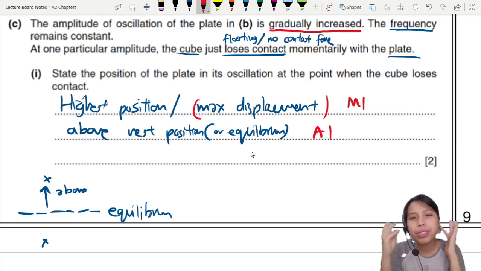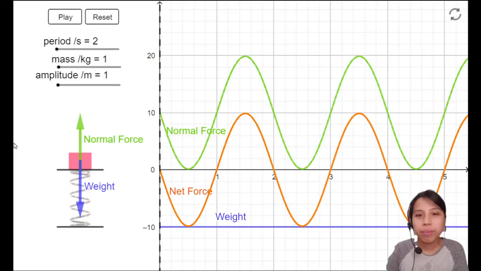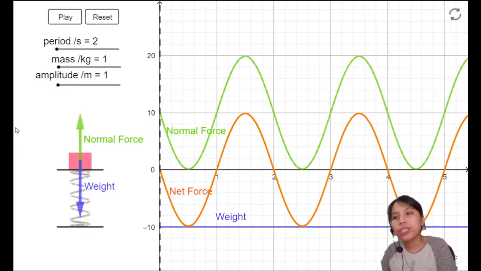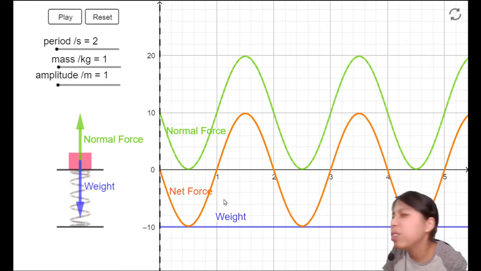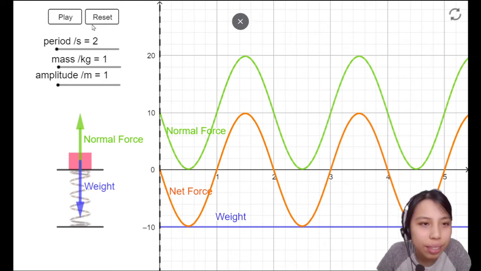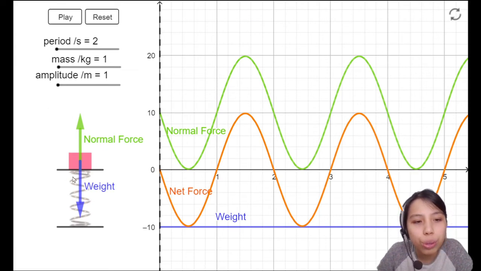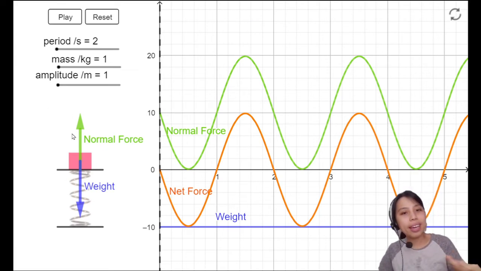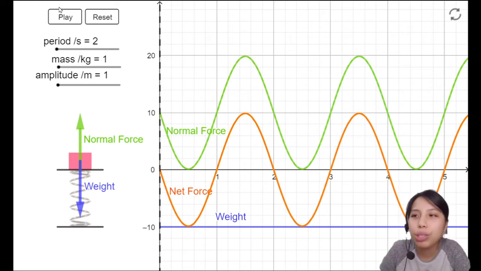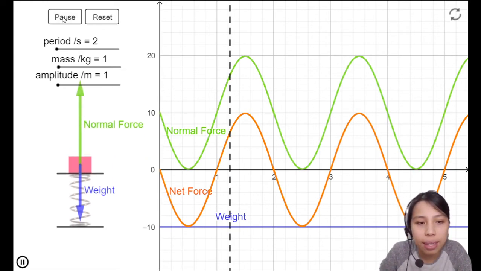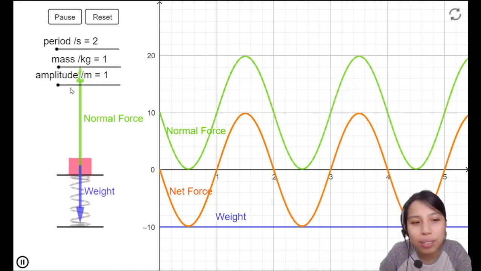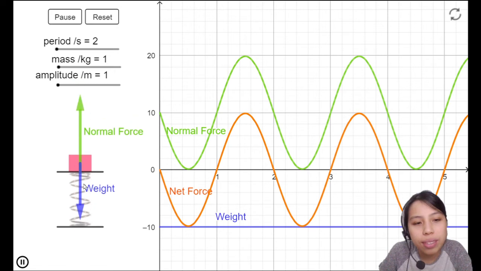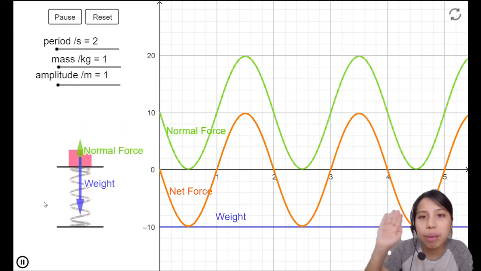Actually, what is happening? What's the math behind this? Here's a nice visualization of what is happening. If you feel like the graph is confusing, you can ignore that first. Look at the picture on the left. This is a block on a plate. Thanks to this person who created this GeoGebra for us to see. When we play it, the weight, if you notice, is just steady, 5.8 gram.